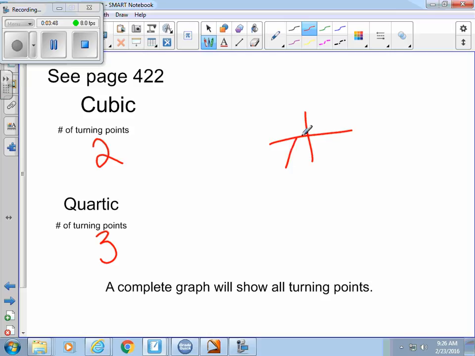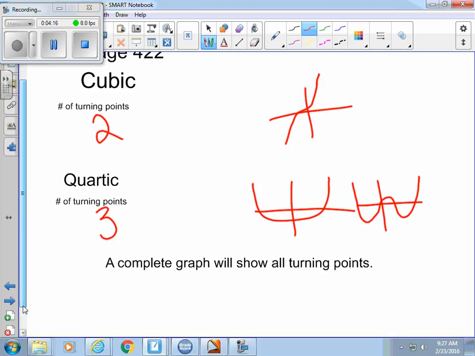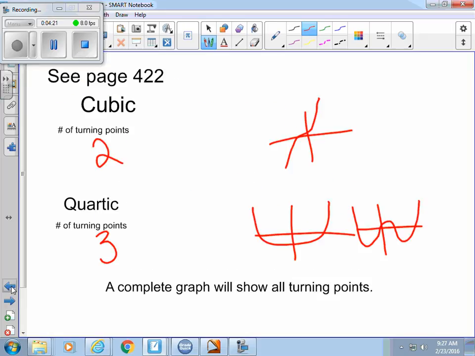You could have a cubic that looks like that, right? It doesn't ever actually turn, it just has that little dip in it. You could have a quartic that just looks like this, or you could have a quartic that looks like this. So this is at most, so don't spend forever looking if there's only 1 turning point. But a complete graph will show all turning points. And page 422, which I think I mentioned yesterday, has a good little summary of cubic and quartic functions.